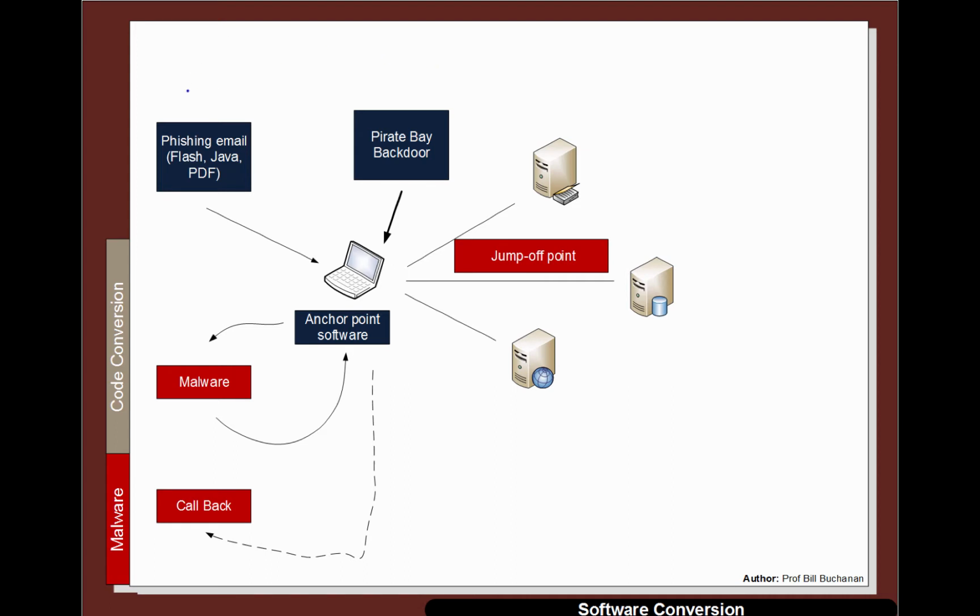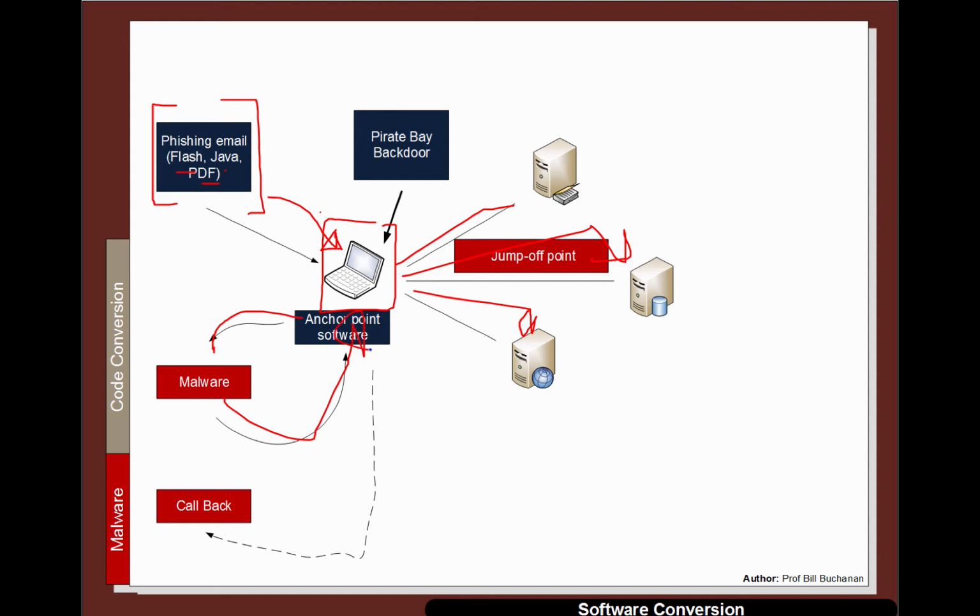Okay, so here are two typical methods that might be used in the propagation of malware. Often there's a jump-off point on the network where a machine is compromised, and then that's used to jump onto things like file servers and domain servers and so on. Two typical methods: one is through a phishing email. This might be Flash, Java or PDF contained inside a phishing email, and if the user hasn't updated or patched their system for those, then the machine can be compromised. It provides an anchor point which allows some malware to be downloaded onto the machine, and then it's compromised.